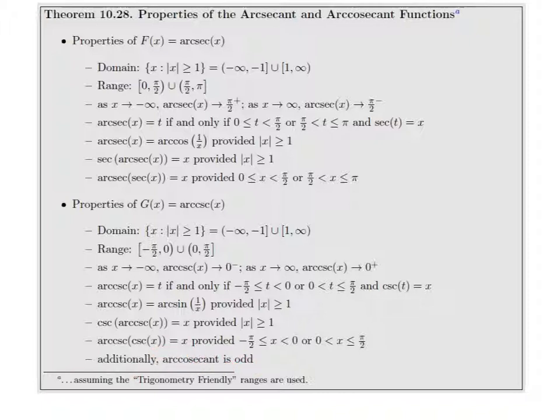Now, the reason why these are trigonometry friendly is you do have, for example, arc cosecant. Cosecant's the reciprocal of sine, and this is sharing very much the same type of information as the arc sine function. Secant is the reciprocal of cosine, and this information is being shared very similarly with the arc cosine function.